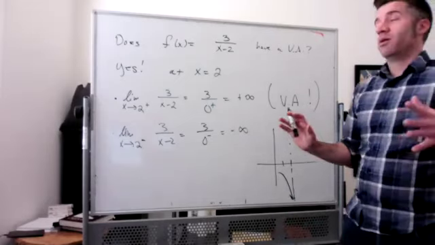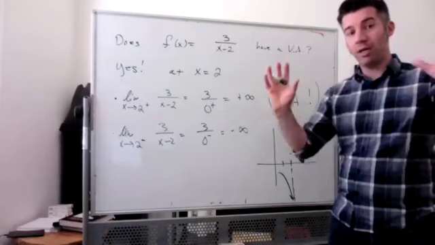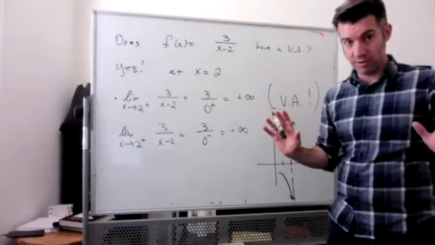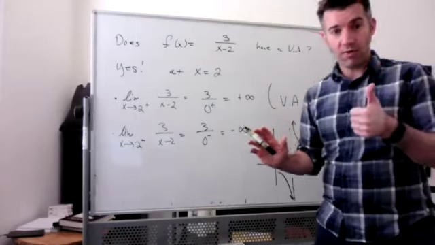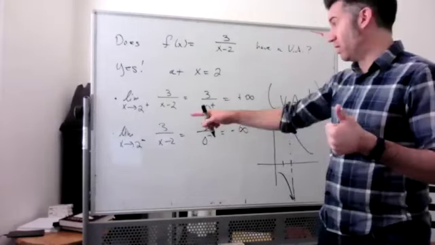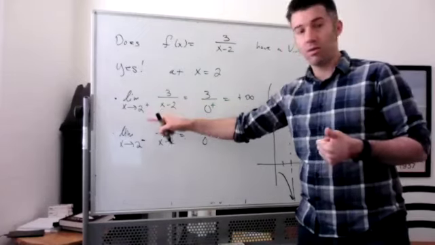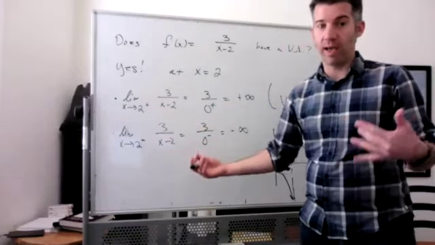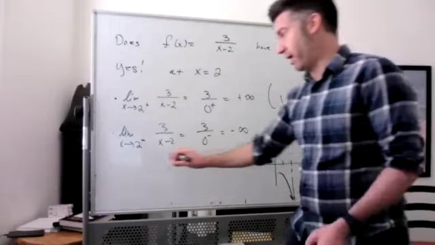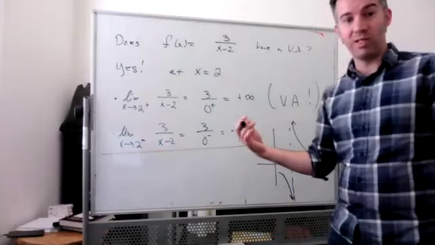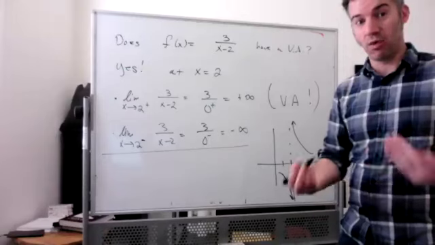So the big picture for asymptotes is that vertical asymptotes you get when the limit is equal to some sort of infinity as you approach a real number like 2 or 5 or negative 7. Whereas horizontal asymptotes are what you get when you take the limit as x approaches infinity.